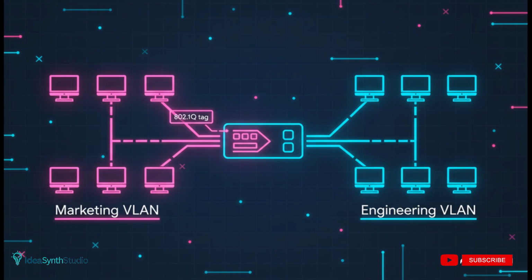So how does this work? It's actually pretty cool. A little digital tag gets added to each and every frame. This tag tells the network switches which virtual network that frame belongs to. So for example, a frame from someone on the engineering VLAN literally can't be seen by any devices on the marketing VLAN, even if they're all plugged into the very same physical switch.